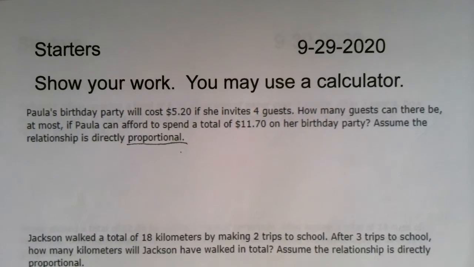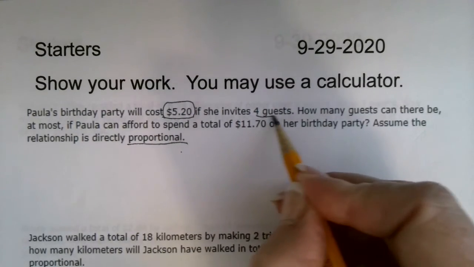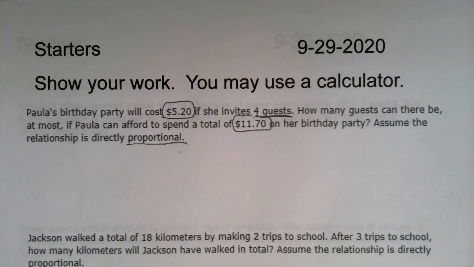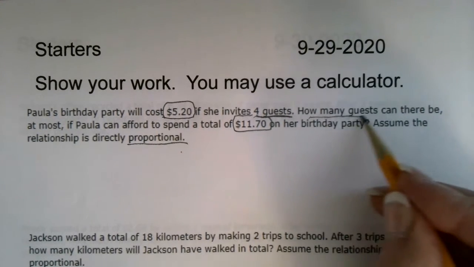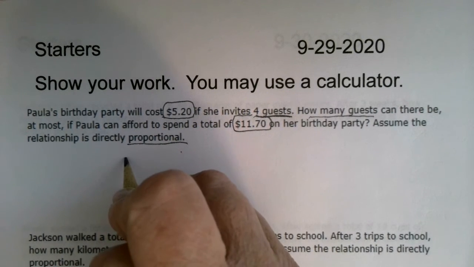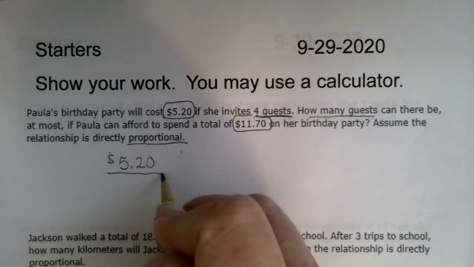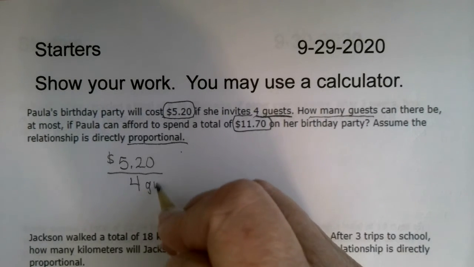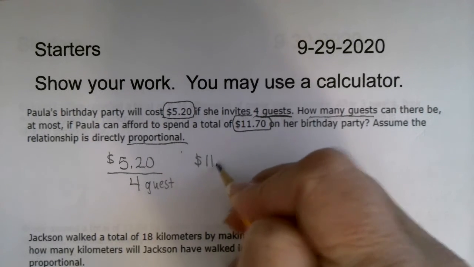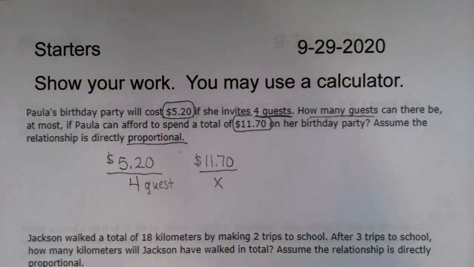So we've got a proportion. We've got money, and we have guests. And then we have money, and we want to know how many guests there can be. So that's our question. We can set up a proportion to do that. We can say $5.20 is for 4 guests. So if I have $11.70, we want to know how many guests we can invite.